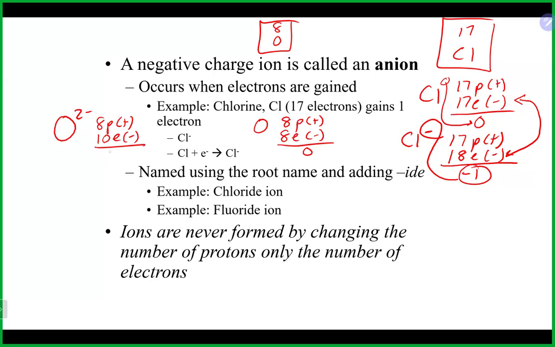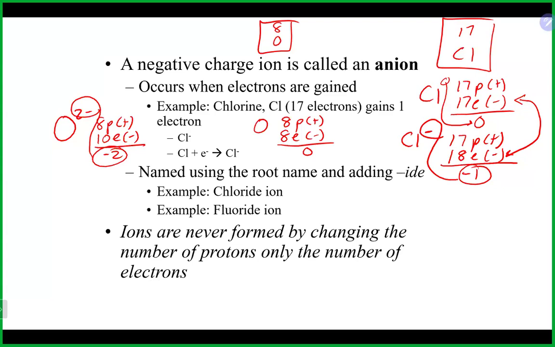8 positive things and 10 negative things gives us a -2 left over, which once again is where the charge comes from. It has gained 2 electrons from its neutral atom, and that's what the -2 on the charge means. Any questions on that there?